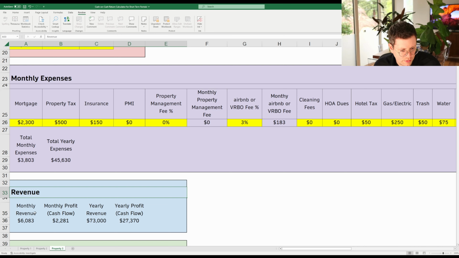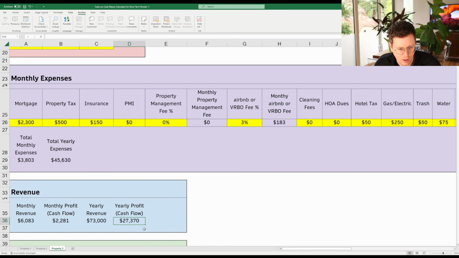So yeah, you can look at the revenue section. The monthly revenue in this case is going to be $6,000 a month, versus when it was a long-term rental, the monthly rent was $3,500 a month. So the cash flow after subtracting out your expenses is $2,281 a month. And then if you extrapolate this out for the rest of the year, that's $27,370. So you have a lot more cash flow.